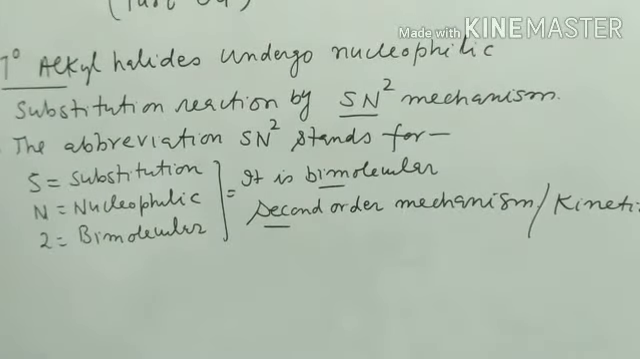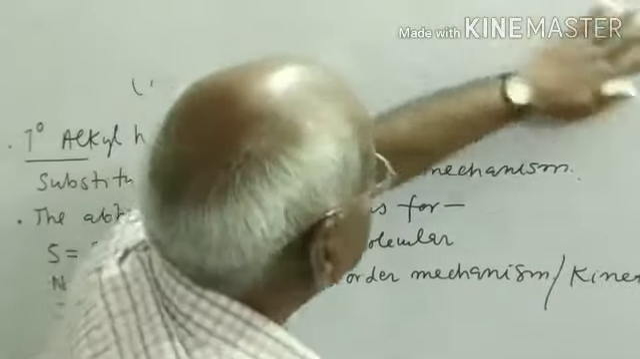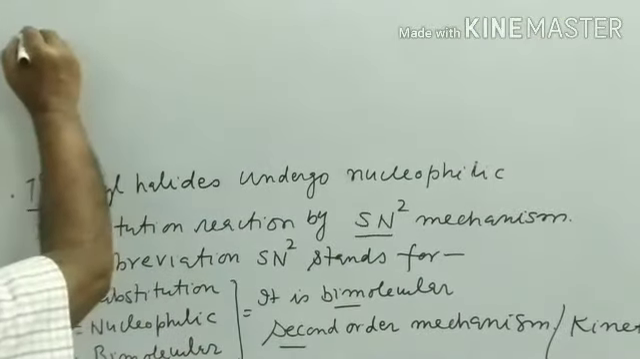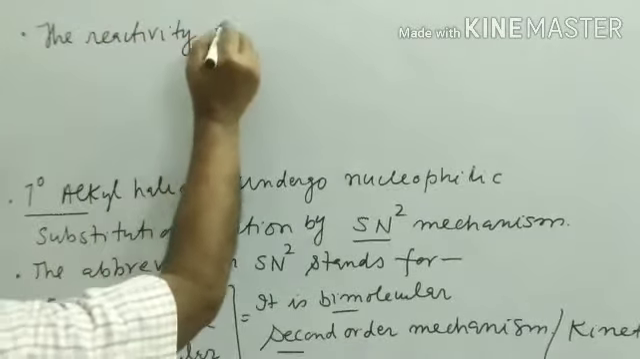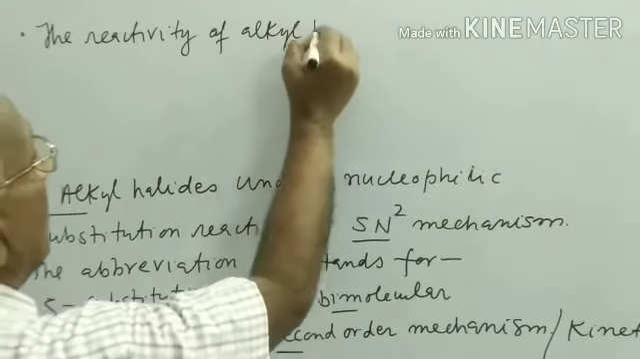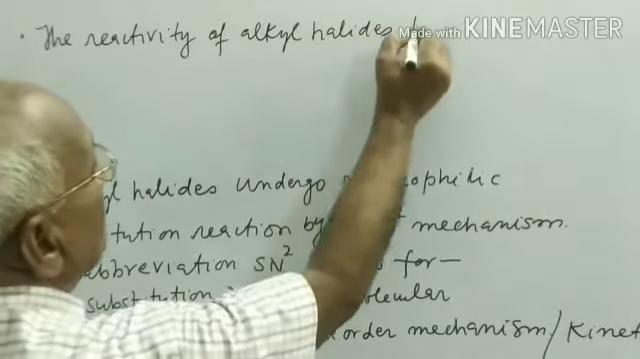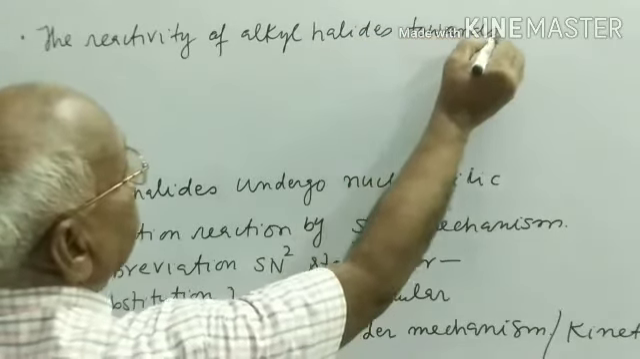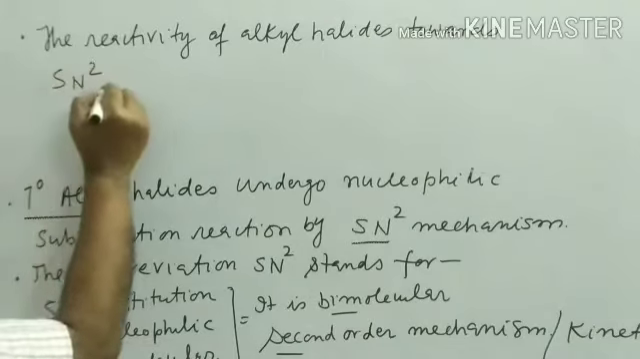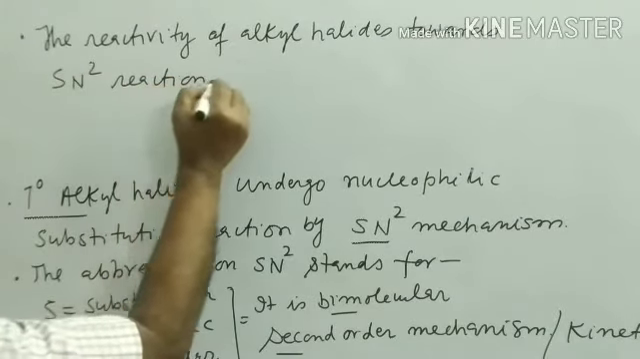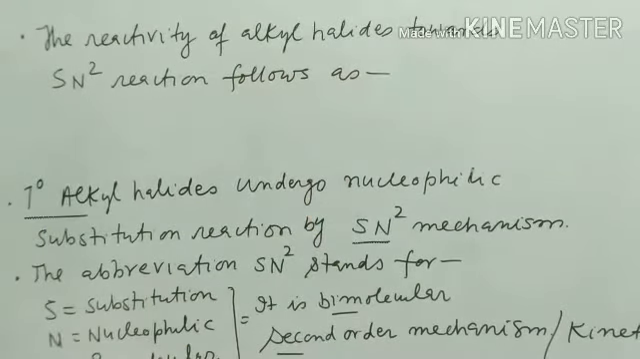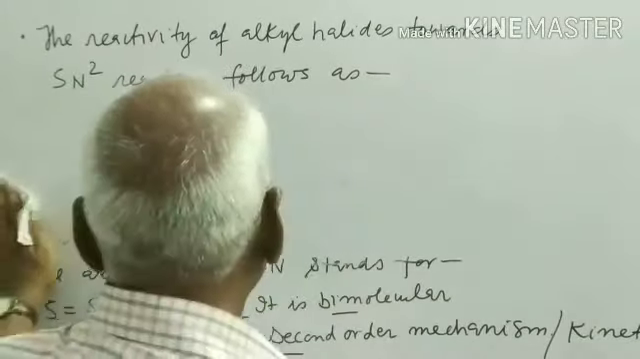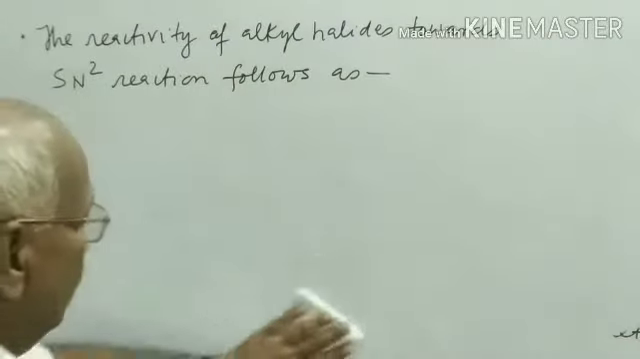So, the next point is the reactivity of alkyl halides towards SN2 reaction. The reactivity of alkyl halides towards SN2 reaction follows as: 1 degree alkyl halide is most reactive.